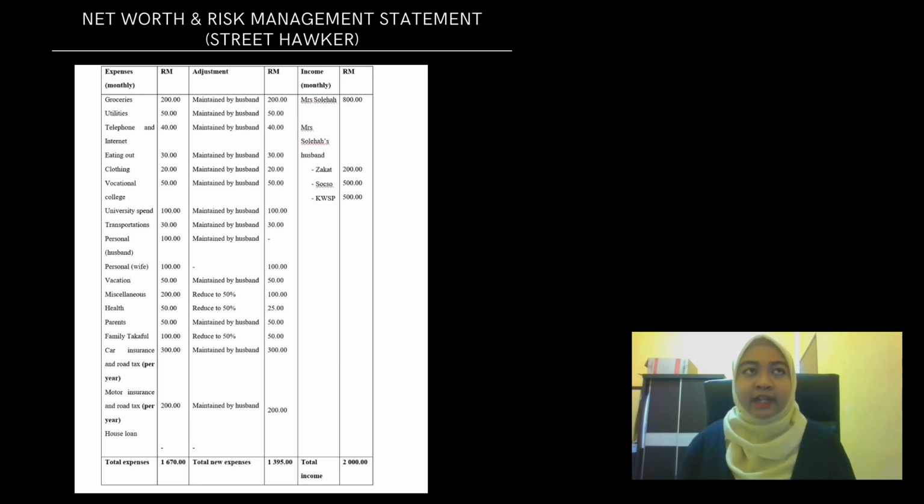So based on the findings, it can be summarized here that the total income of Mrs. Soleha's family is 2,000 ringgit and the total monthly expenses is about 1,670. In the event of the death of the breadwinner, Mrs. Soleha herself, it is found that the total new monthly expenses borne by her husband will be around 1,395 ringgit. Thus there is a surplus of income, which indicates that their family finances are in good shape and can still make savings for the future.